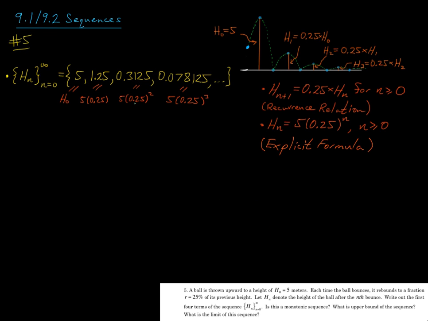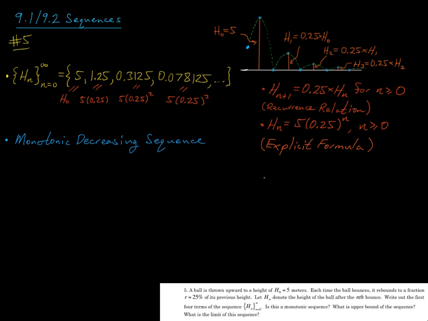Now, is this a monotonic sequence? Yeah, you bet. Since we're repeatedly taking 25% as we go from term to term, clearly the heights are decreasing there, and so this is a monotonic decreasing sequence.